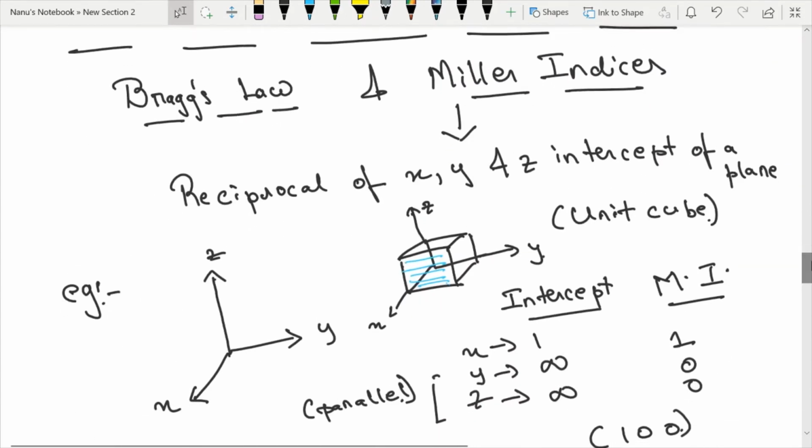Now we come to the most important part of solid state, that is Bragg's law and Miller indices. First of all, what are Miller indices? Miller indices are the reciprocal of the x, y and z intercepts of a plane. I'll give some examples because this portion is important.